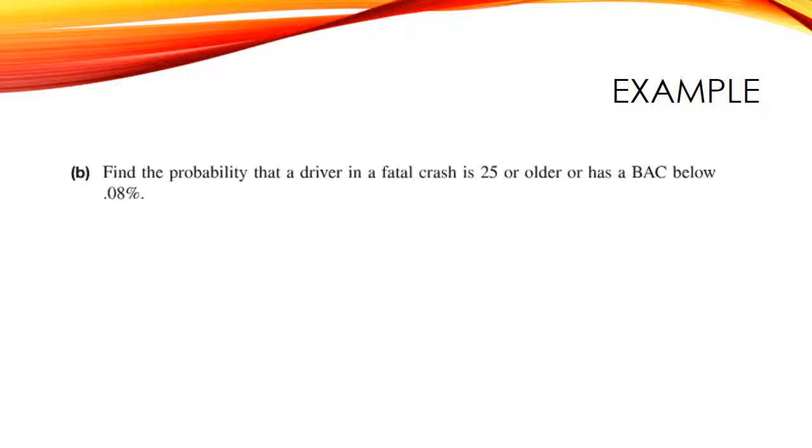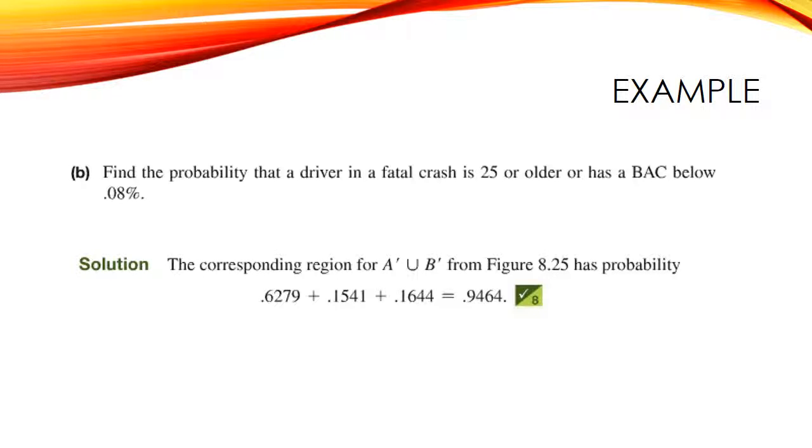Okay, so for part B, find the probability that a driver in a fatal crash is 25 or older or has a blood alcohol content below 0.08. So this time we're finding the union, the or. Pause the recording, give this a try, and resume the recording to see how you did. So what we're going to do is combine the not A and the not B together. In doing that, we get 0.6279, 0.1541, 0.1644. So notice we're really combining everything except the intersection, and we get 0.9464.